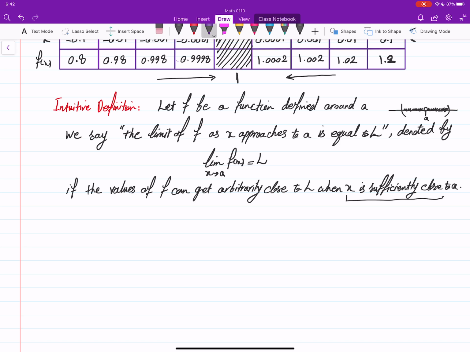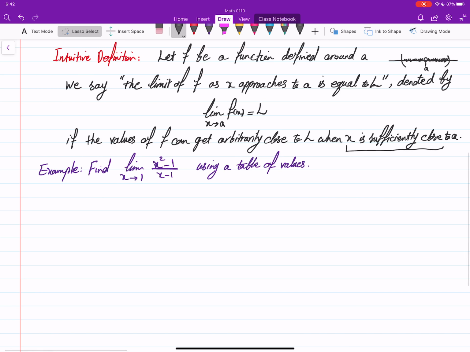Let's do an example. Find the limit of x squared minus 1 over x minus 1 as x goes to 1 using a table of values. Before I make the table, the first thing to note is that the function f of x equals x squared minus 1 over x minus 1 is not defined at x equal to 1.